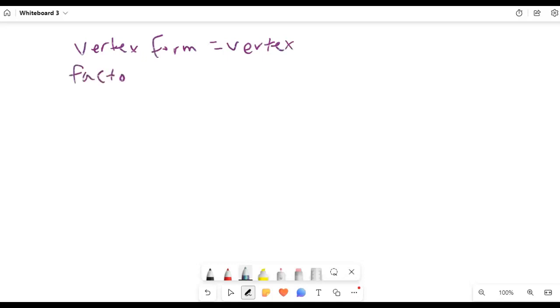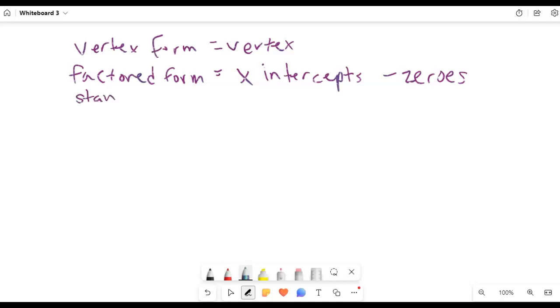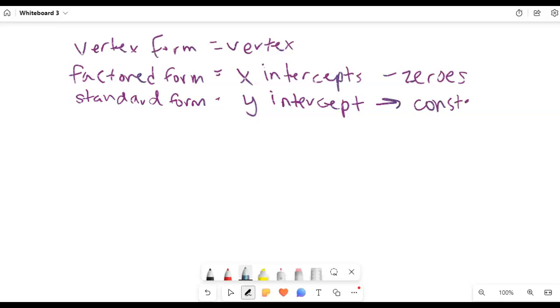Factored form helps us to see the x-intercepts, also known as the zeros, because it is when y equals 0. And then last but not least, standard form helps us to see how wide or narrow it will be with that coefficient. You can also see that in factored and vertex form, but then standard form also really gives us the y-intercept quite easily with the constant. So these are the three types of forms and kind of what we use them for.